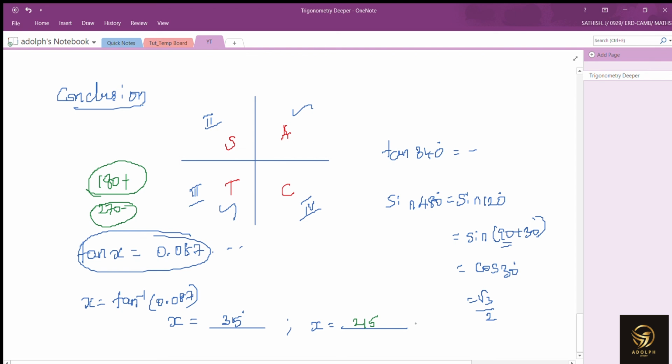Even if they ask for any other values, you can go for one more round and write that answer also. Along with the 35, again the first quadrant can be represented as 360 plus, so 360 plus 35 is going to be 395. Then after getting this, again you can add one more 180 to this answer, and then you can get multiple answers.